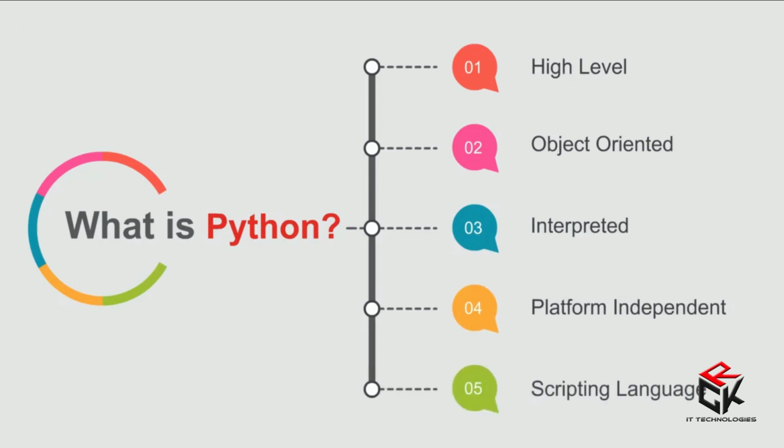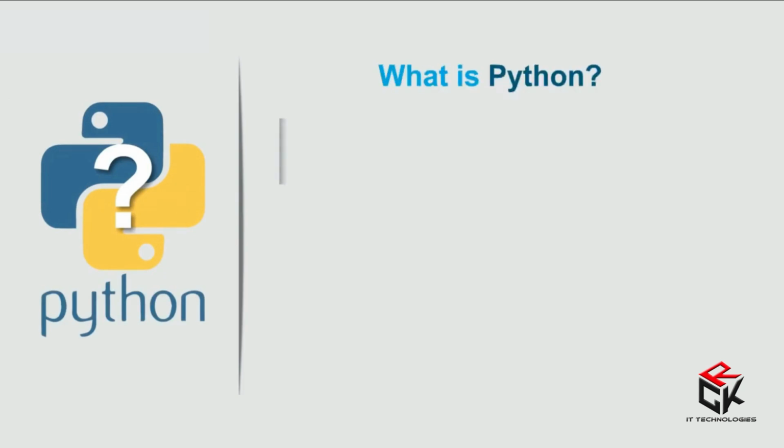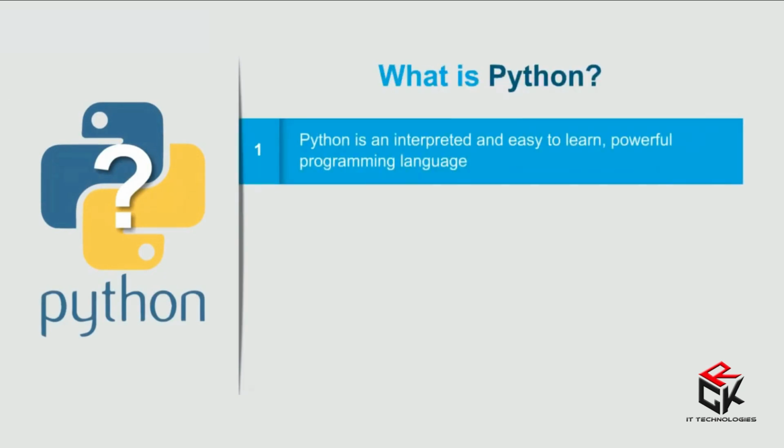We follow object-oriented concepts in Python, and Python is platform independent like Java. That means any Python code will run on different platforms without any issues. Python is also known as a scripting language. We'll see what is Python.